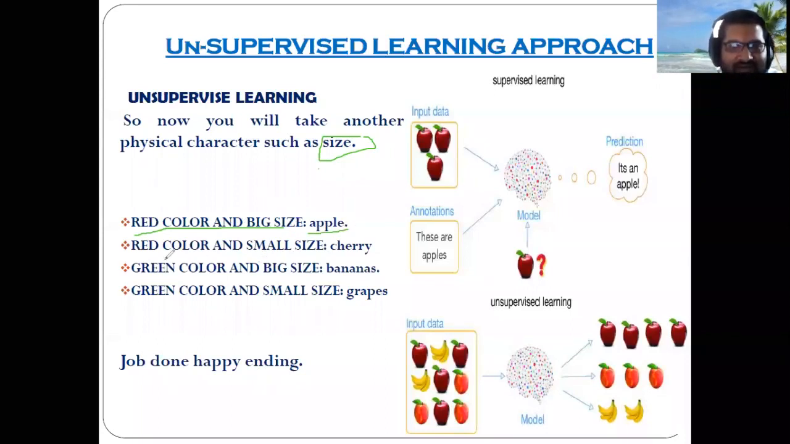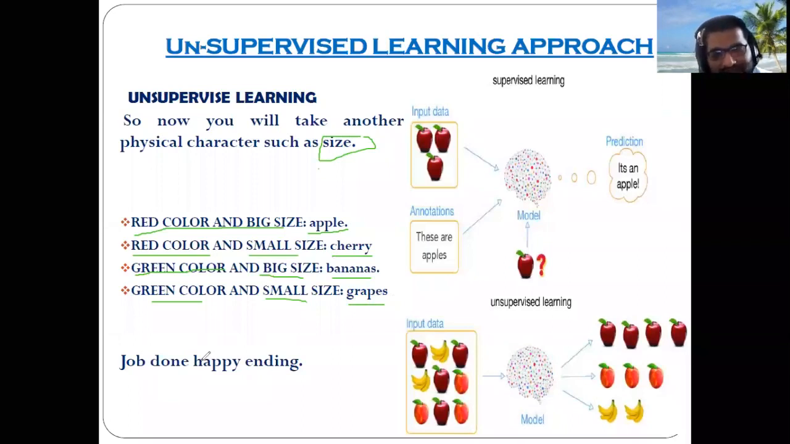Apple. Then red color and small size, which fruit will come? Cherry. Exactly. Green color, big size: banana. Green color, small size: grapes. So our job is done. Happy ending. Yes or no?